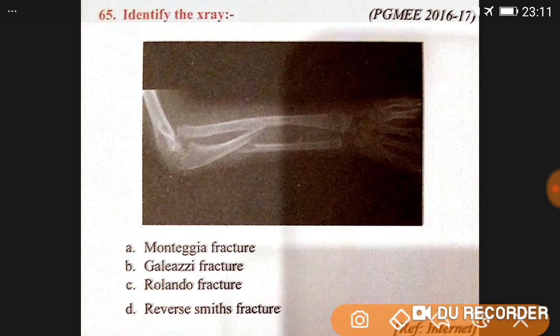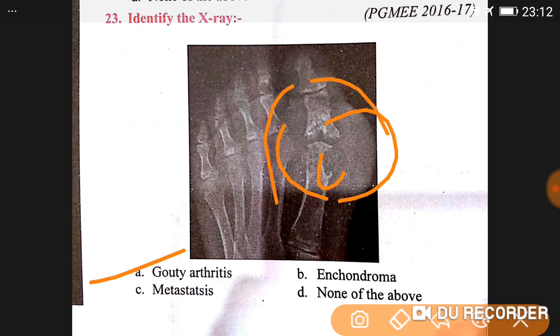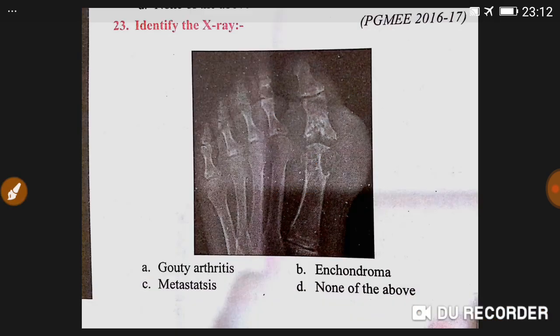Now identify the X-ray. This is Monteggia fracture. Now identify the X-ray. What is this? This is tophus of gouty arthritis. We see most common involvement of the joints of the second metatarsal and third metatarsal. Okay.